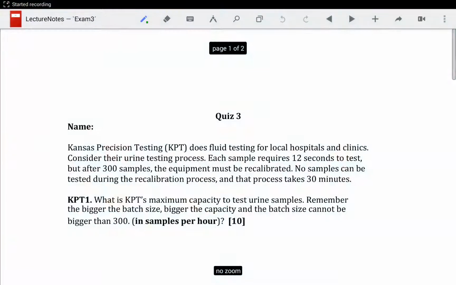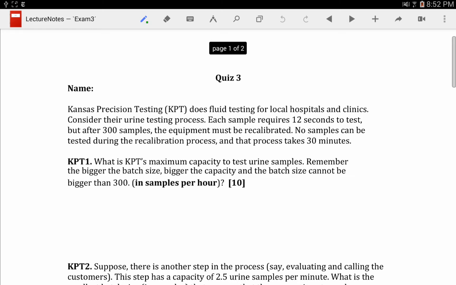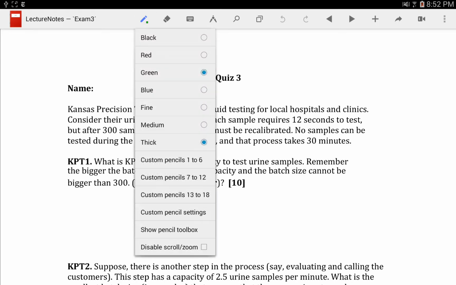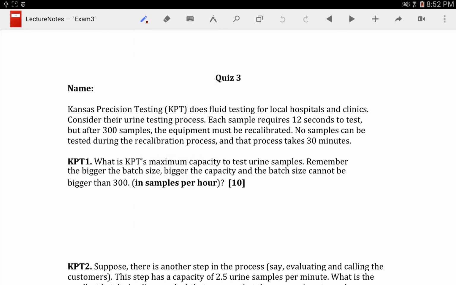Question 3. In this testing facility, you have to recalibrate the machine after 300 samples. In practice, they want to do this as quickly as possible, but because recalibrating takes time, they wait for the longest possible time that will meet the demand. So that's what this question is really about.